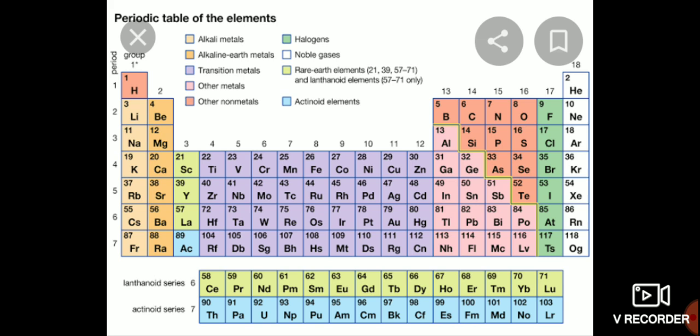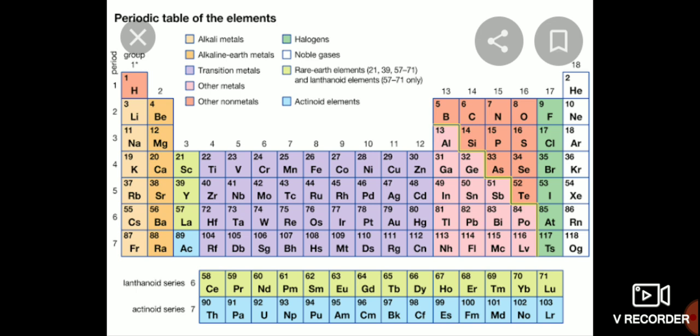Now, the advantages of the modern periodic table. First, the elements are arranged in increasing order of atomic number, 1, 2, 3, 4, 5, 6. So the first point is that the elements are arranged in increasing order of atomic number. Then, it explains the position and the electronic configuration of the elements clearly.